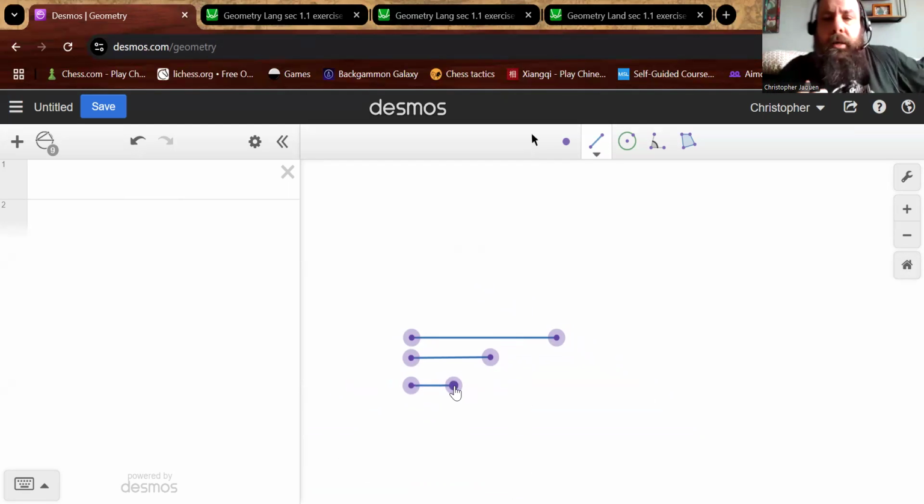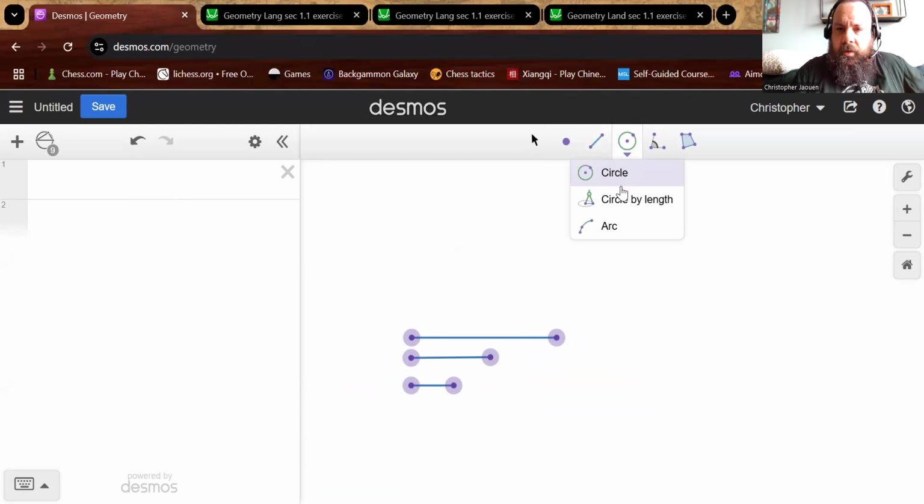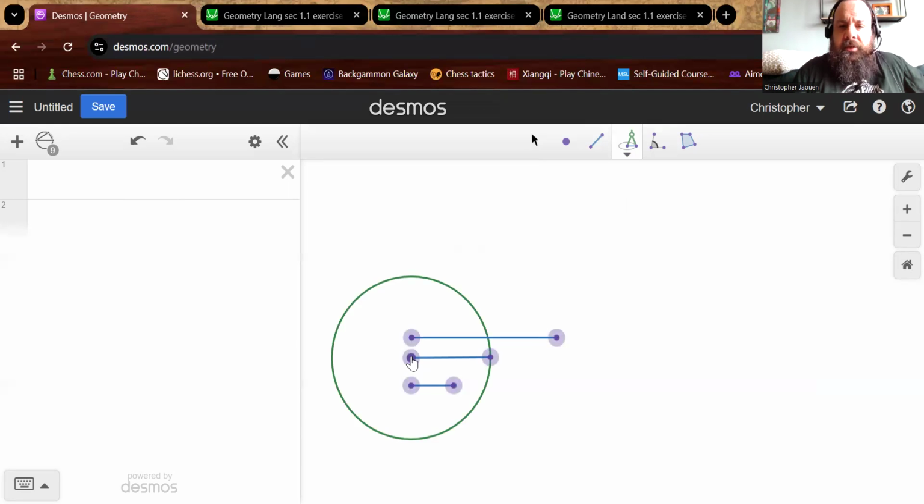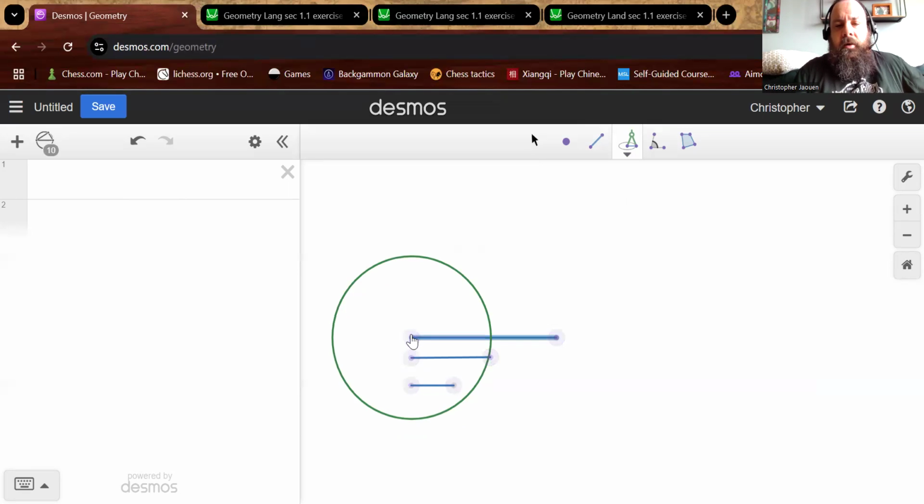And I want to make a triangle out of these, that has these segments as its sides. So what I can do is take the segment that I have drawn over here, go to the circle option and choose circle by length. I can click on this, and it'll give me a circle that has the length of that line segment, and I can move it up here, right?